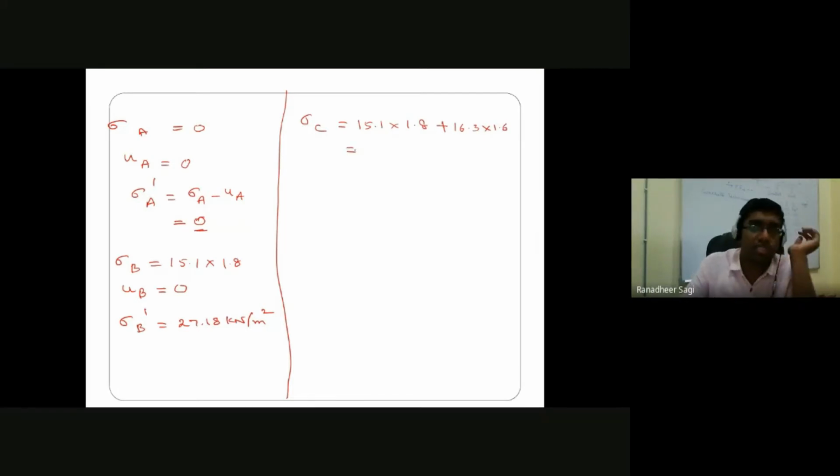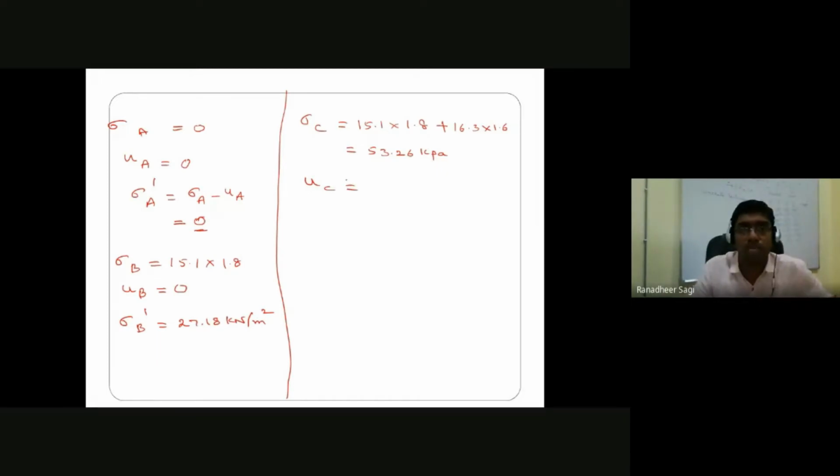So if we calculate this total stress at point C, what value will we get? 53.26 kilonewton per meter square. Otherwise I can also write it simply as kilopascal. So 53.26 kilopascal is the total stress at point C. And let me move ahead in calculating my pore water pressure at point C.